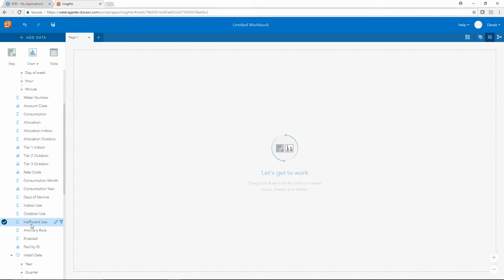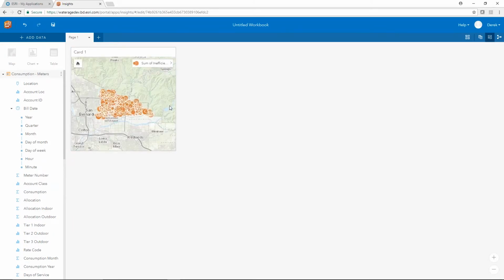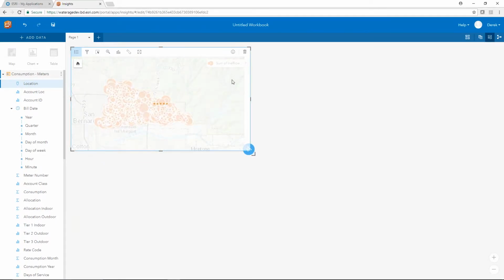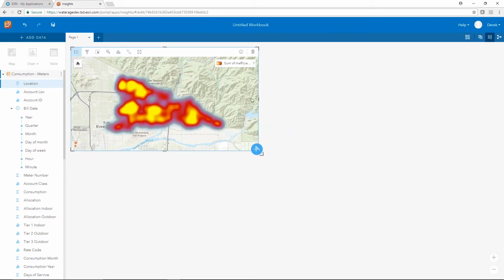So they're specifically interested in looking at this inefficient use field, which is a ratio of their actual water consumption to their allocated consumption. If we take a look at this field and we change the symbology from a counts and amounts to a heat map, what we found is that over the course of a year, essentially there's pockets of inefficient use spread out throughout the entire service area.